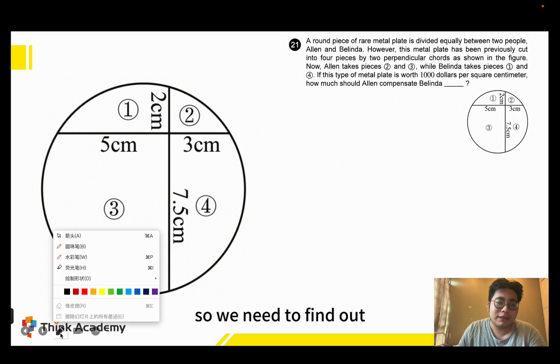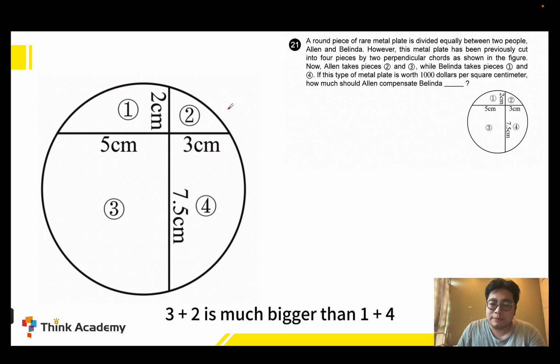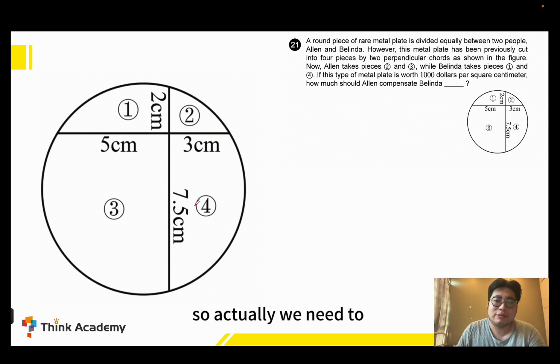So firstly we need to find out the difference between 1 plus 4 and 2 plus 3, right? Obviously 3 plus 2 is much bigger than 1 plus 4. So actually we need to calculate 2 plus 3 minus bracket 1 plus 4. So now let's have a look.